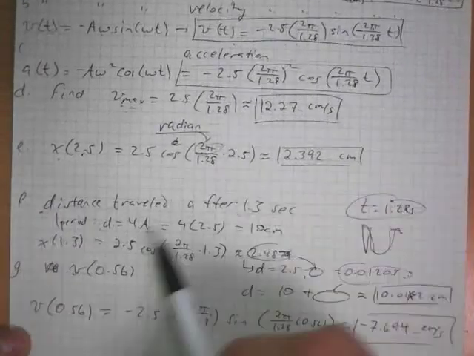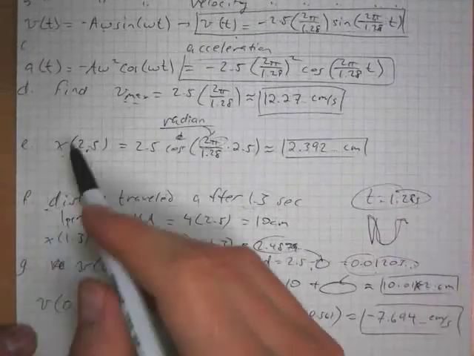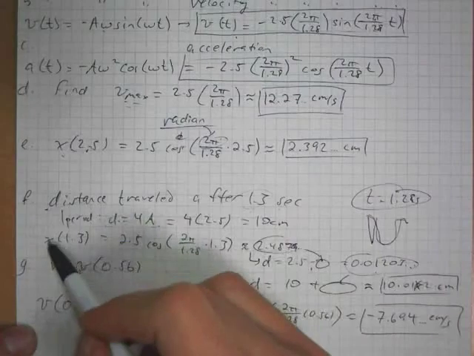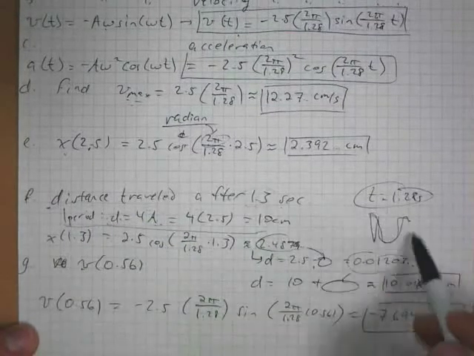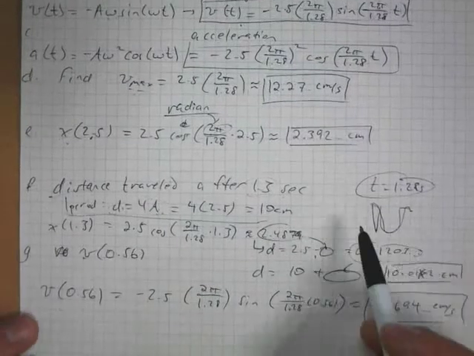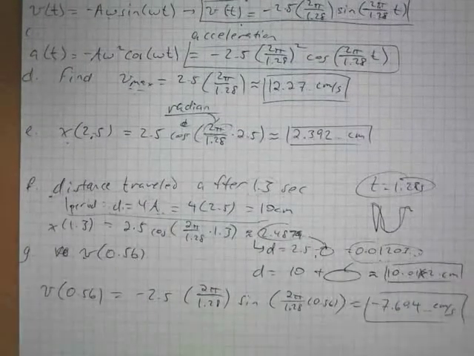Distance traveled can be a little bit tricky because there isn't really a formula for it per se, but you have to figure out how many periods you've gone, and you can work it out from there using some of your reasoning skills.